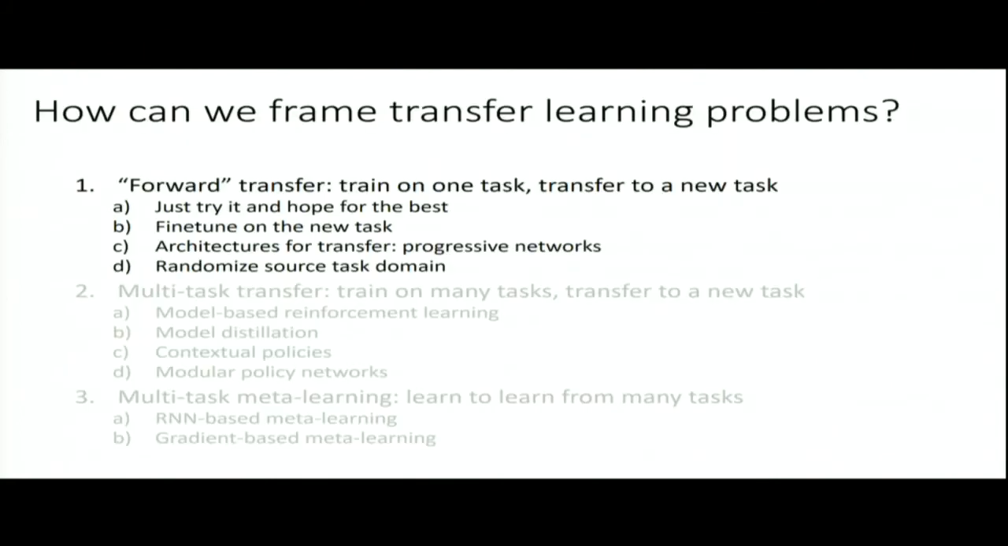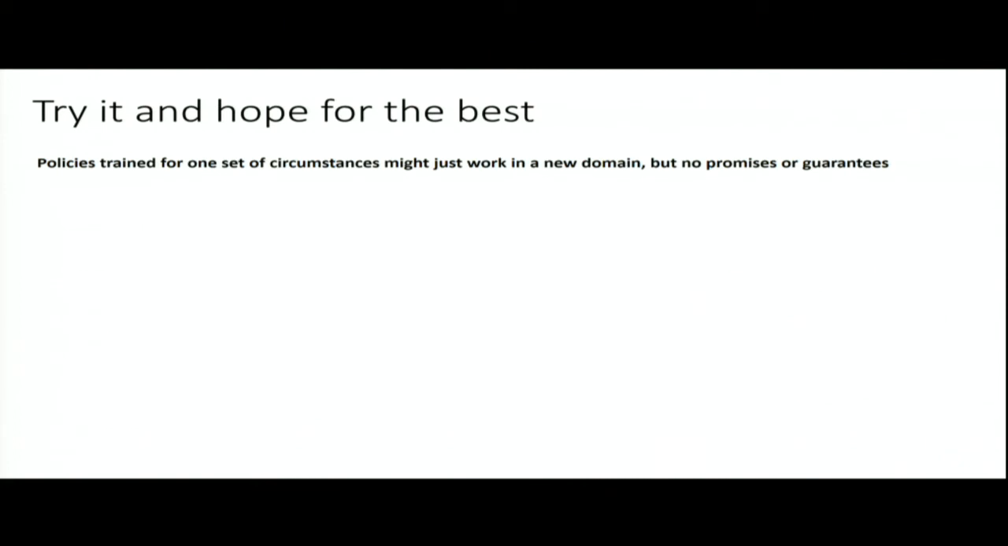All right, we already had a break, so let's talk about the first part of this discussion, which are the forward transfer methods. And these are methods that train on one task and then try to transfer to a new target domain. So you can try it and hope for the best. This is not a method, this is just a thing to try. If you have a target domain, you believe it's close enough to your source domain, well, learn something in the source domain and just see what it does. Sometimes this works, but there are no guarantees.